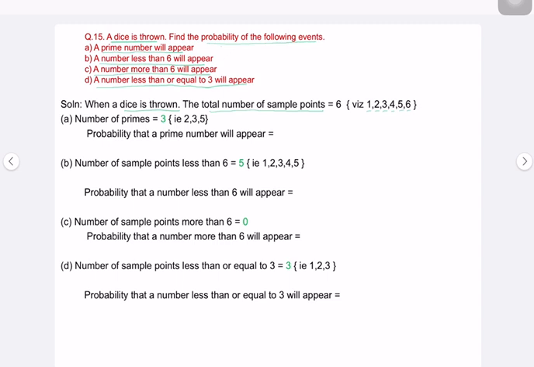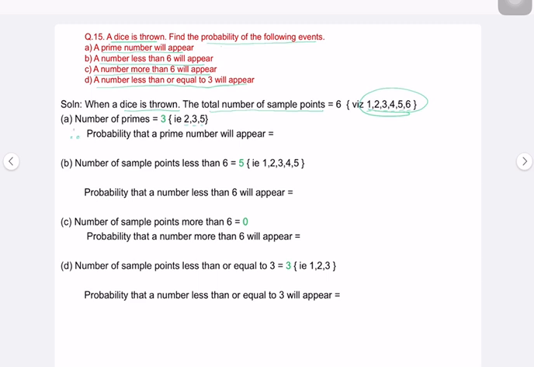I think this is clear. Then let us see the first question, that is A. How many prime numbers are there? The prime numbers in this 1, 2, 3, 4, 5, 6 are 2, 3, and 5. So there are 3 prime numbers.